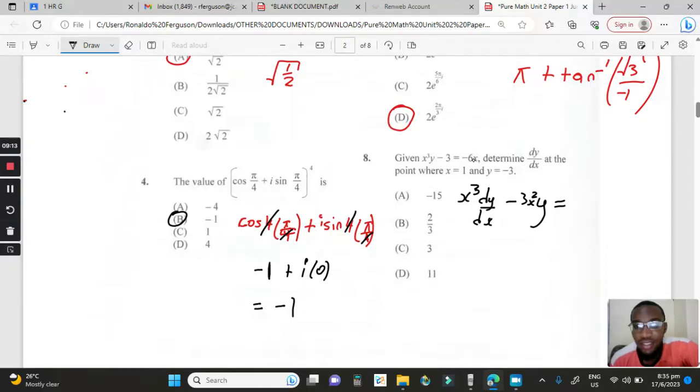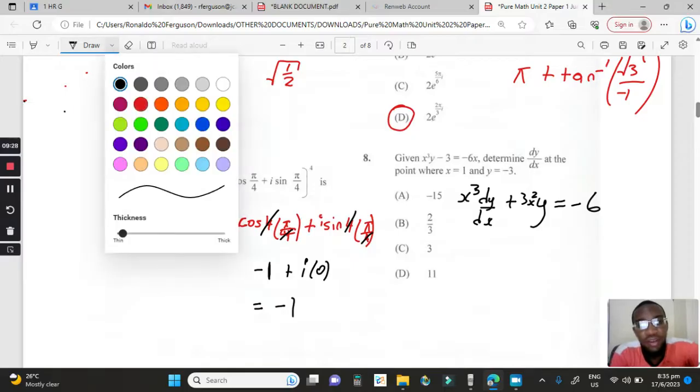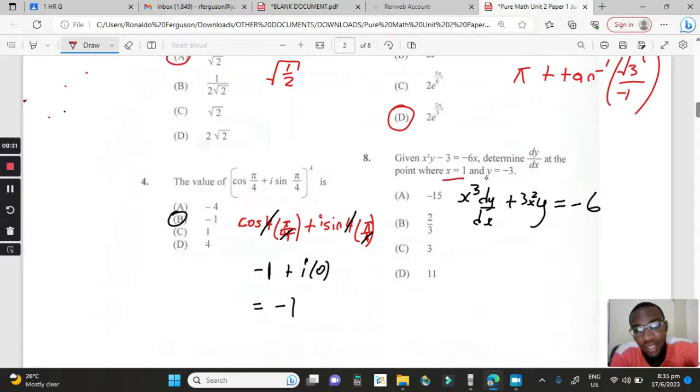Keep the first, derivative of the second. Then we have plus, keep the second times derivative of the first. Then we differentiate minus 6x, we get negative 6. Now they want the gradient, so you're just going to plug in x as 1 and y as minus 3. So that becomes 1 cubed times dy dx plus 3 times 1 squared times minus 3. That's going to be negative 6. So this is now 3 times negative 3. 3 times negative 3 is, I believe, negative 9. So this is dy dx minus 9 equal negative 6.